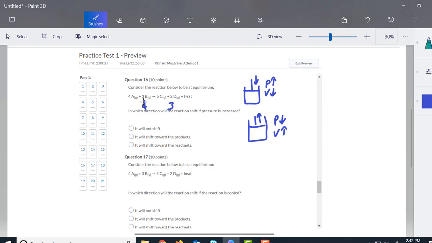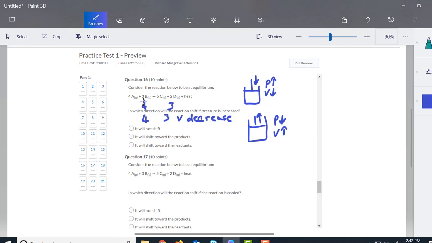If we had this situation where we had, we'll say 4 and 3, and we're looking for volume decreasing, that's this situation again, and again it would move to this side, to the side with fewer gas molecules. If volume was increasing, then it would move to the side with more gas molecules, which means it would move to the product side.